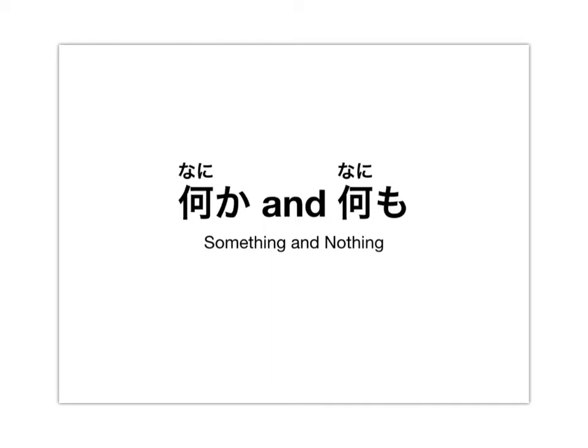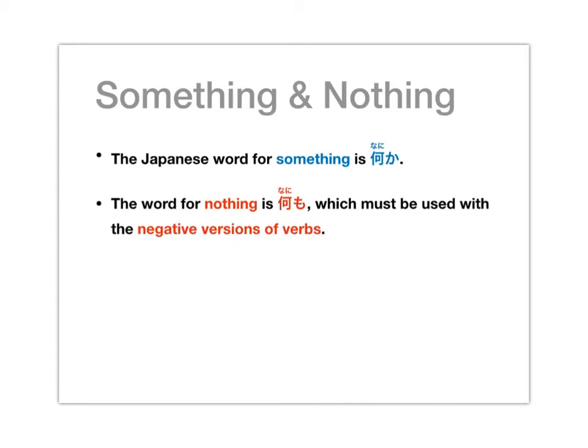Our final topic for Genki Lesson 8 is nanika and nanimo, something and nothing. The Japanese word for something is nanika, and the Japanese word for nothing is nanimo. Nanimo must be used with the negative versions of verbs.